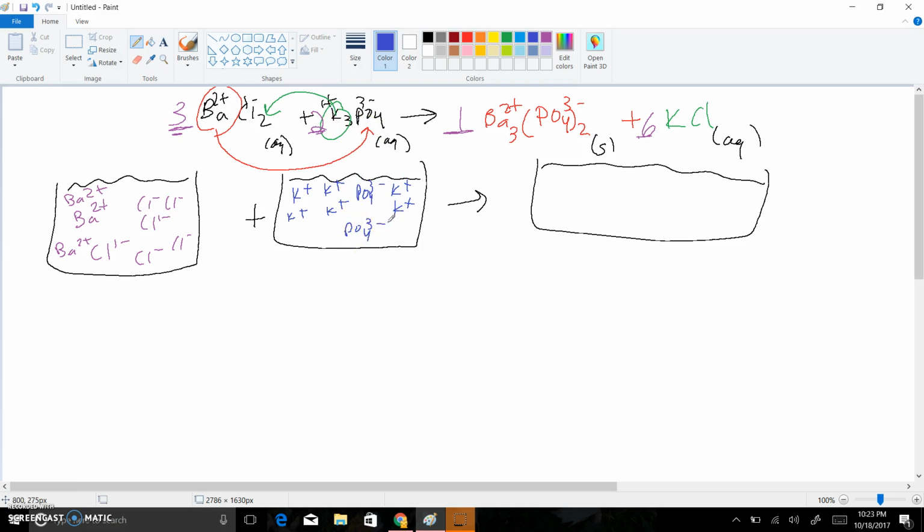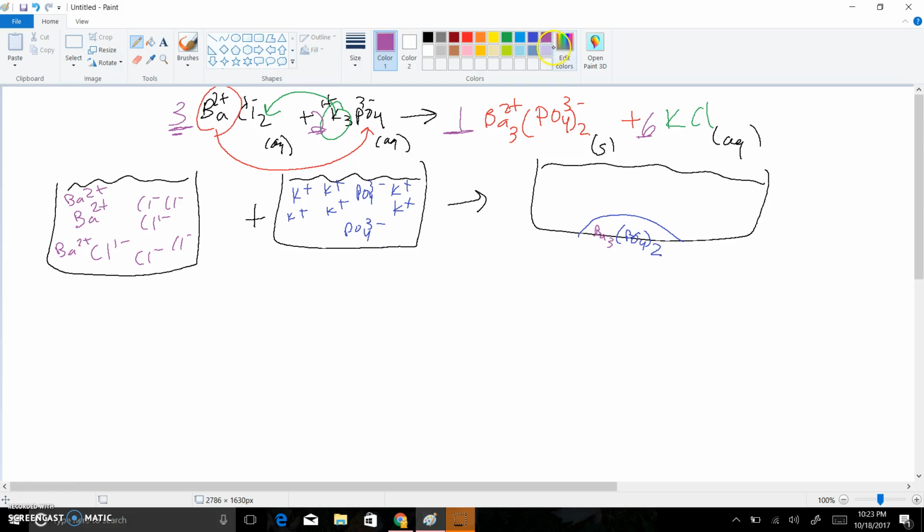Now on the right side, after I mix these things together, I can see that I've made a solid, and the solid is going to form a precipitate, which we know sits at the bottom. And that precipitate is going to be made of my barium phosphate, and I'm going to draw it as it's staying together, because it's not like the ions are floating around separate from each other. It's not like water can surround them and break it apart. So they're going to just sit at the bottom as a precipitate.